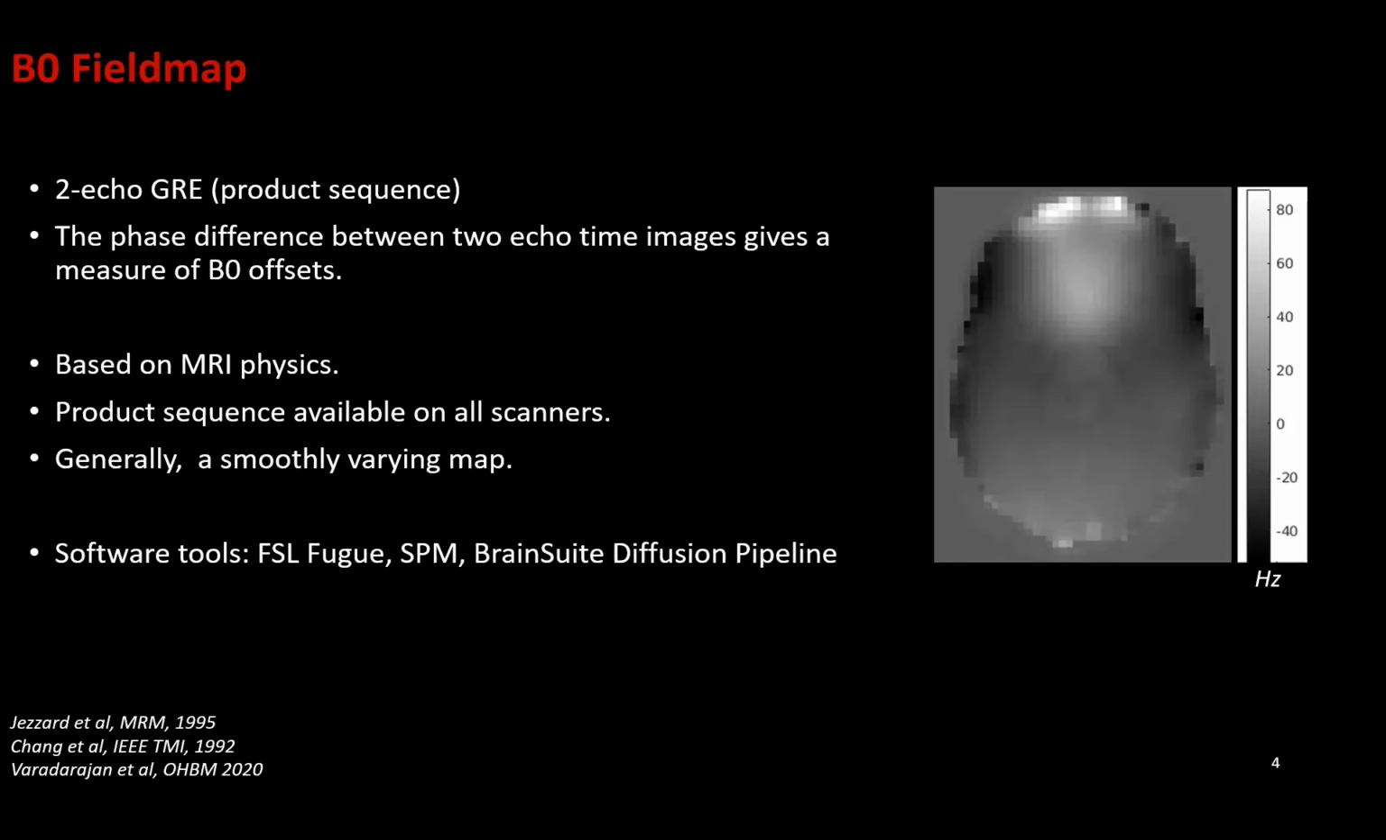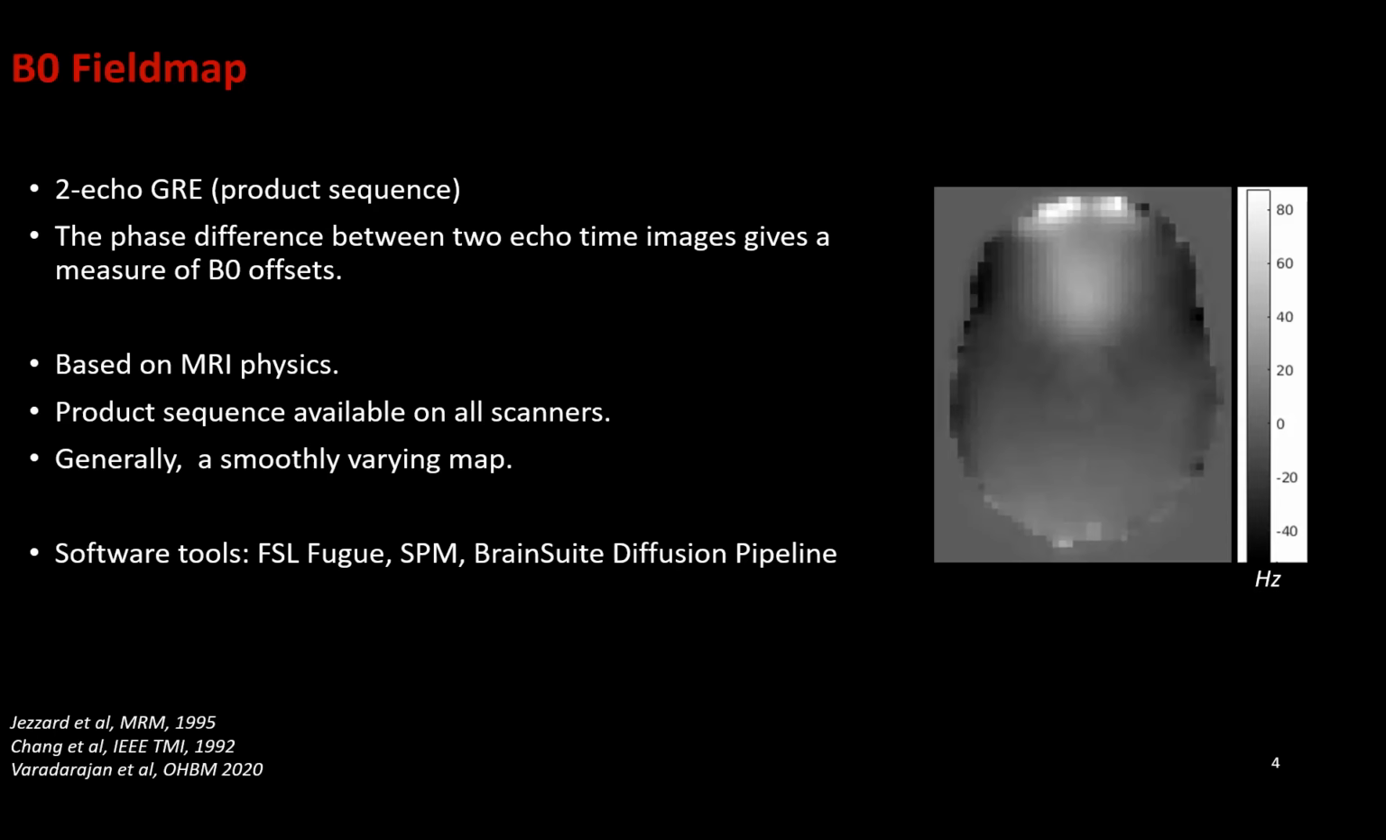So it's based on pure MR physics, right? This is a product sequence that's pretty much available on any scanner that you have. You should be able to acquire a field map. And as you can see in this image, it's generally a smoothly varying map. There are several software tools highlighted here which will help you in processing these field maps. Full disclosure, the BrainSuite diffusion pipeline is something that I developed, so I just want that to be out there.